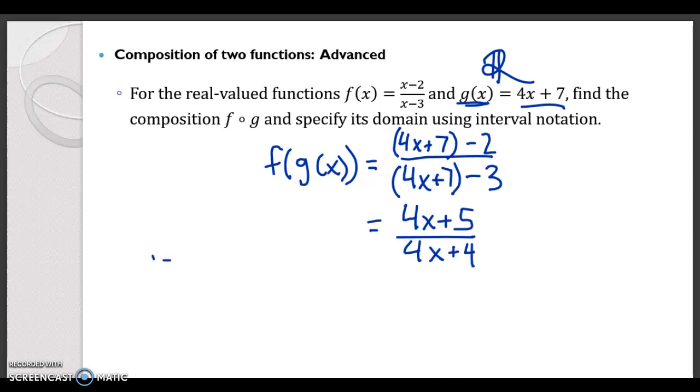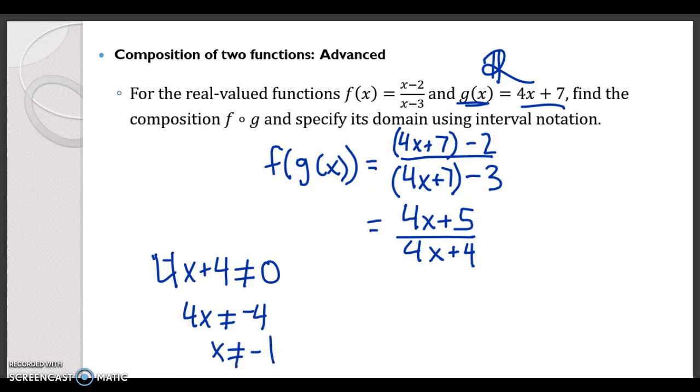And I know that the bottom, 4x plus 4, cannot equal what? That can't equal 0. So I subtract 4 from both sides. I get 4x cannot equal negative 4, divide by 4. So x cannot equal negative 1.